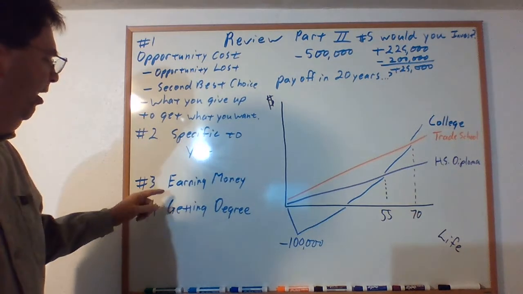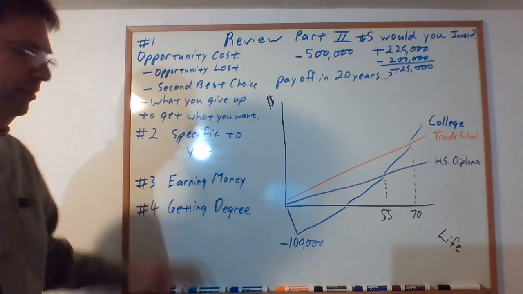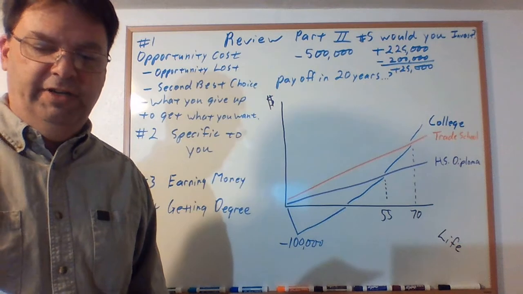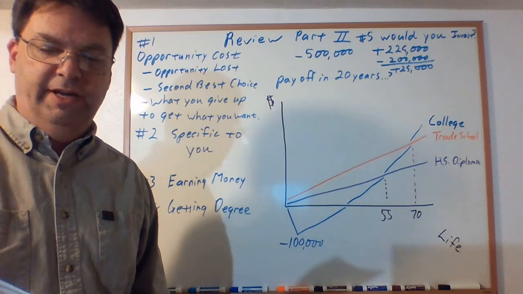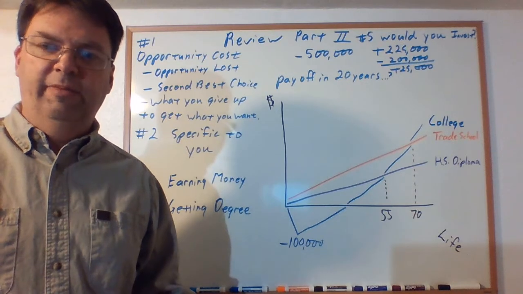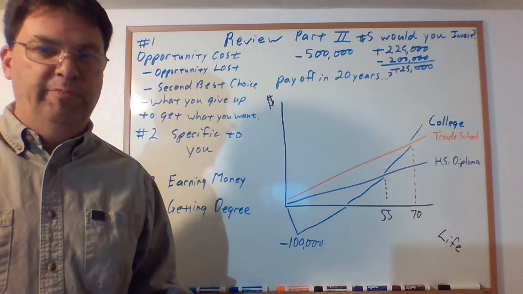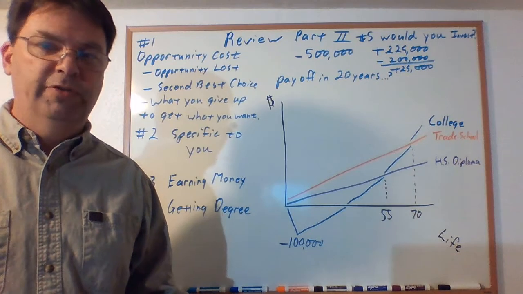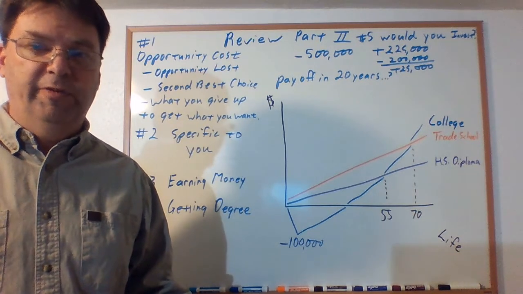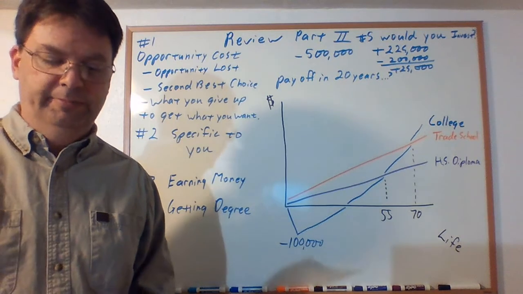Number three, earning money. The question is, what is the opportunity cost involved in a decision to continue schooling after graduation from high school? Well, if you go to college, you're not earning money, okay? Some people can work part-time in college, but most people go full-time to college. They don't go full-time for money, so they're having to give that up.